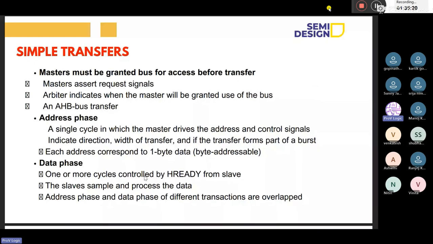That is the write address phase and data phase. The slave samples and processes the data. The address phase and data phase of different transactions are overlapped. Anyway, it's a pipeline, and especially for burst transfers, everything is done in parallel. Sometimes it overlaps. Like when downloading files, sometimes a small file downloads first and a large file downloads after some time. Like that, address and data transactions are overlapped, across multiple transactions.